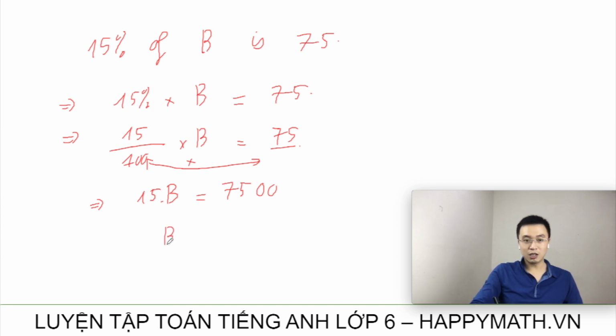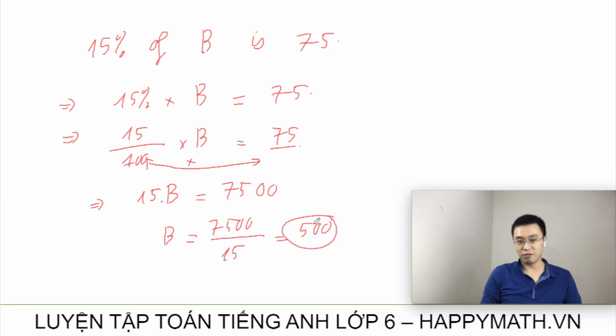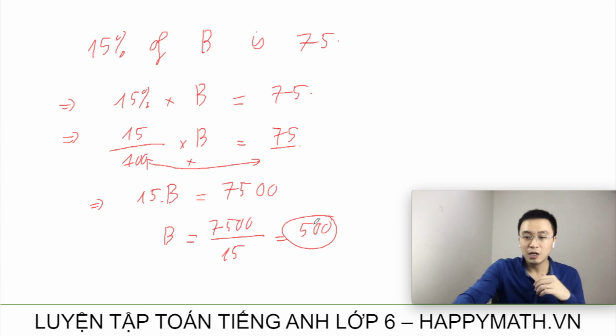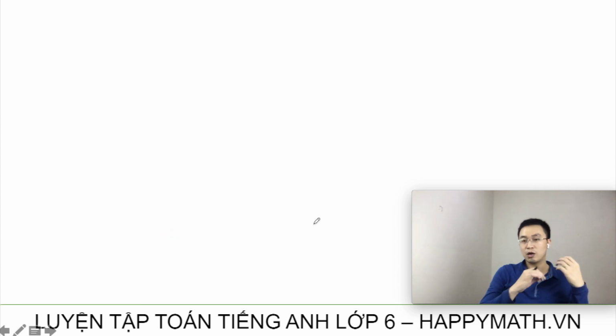Okay, so how about B? I will take 7,500 divided by 15, so it's equal to 500. Yeah, that is 500. The number B is 500. That is the final answer for the inverse way. Okay, understood? We should compare the two operations in this kind of exercise.